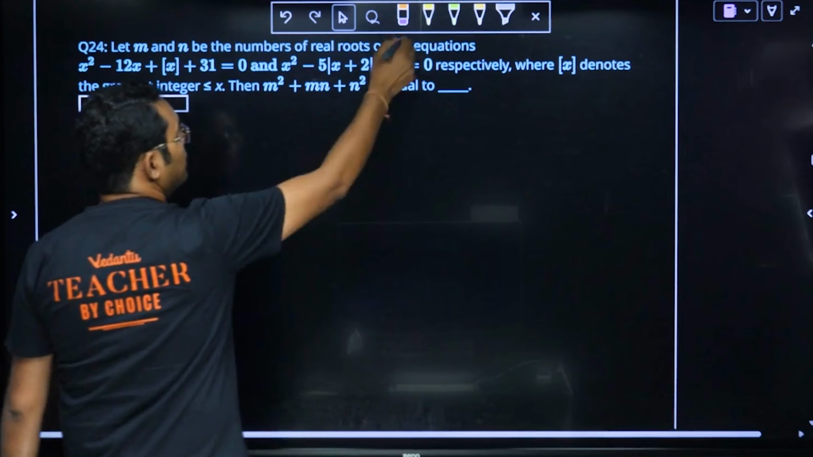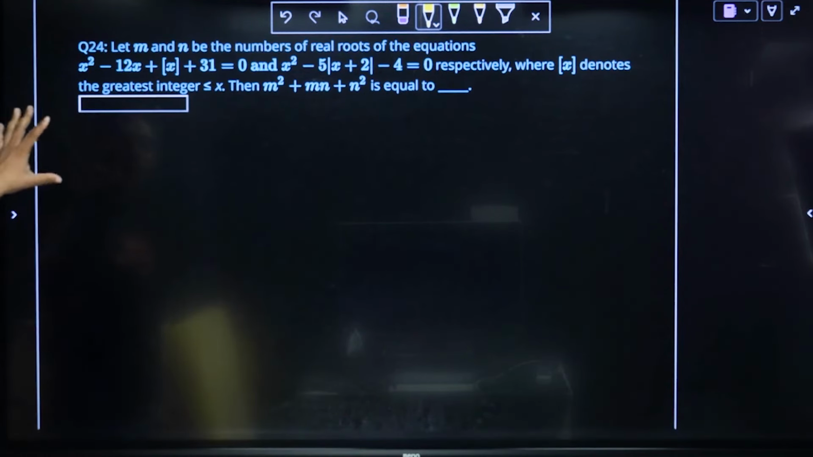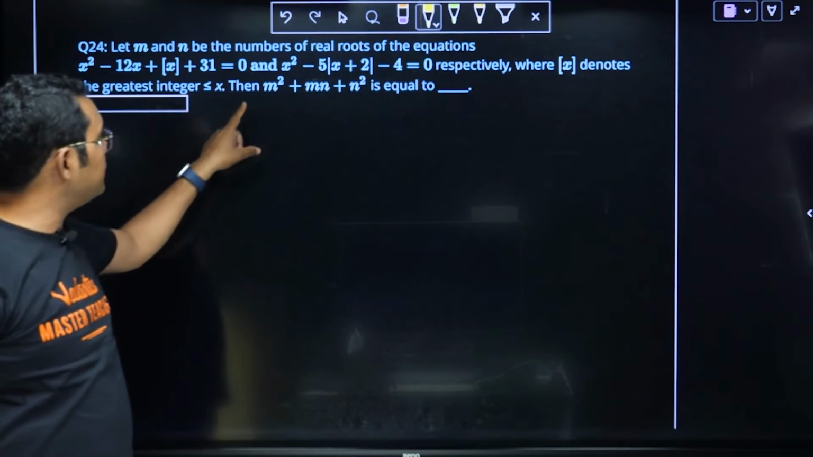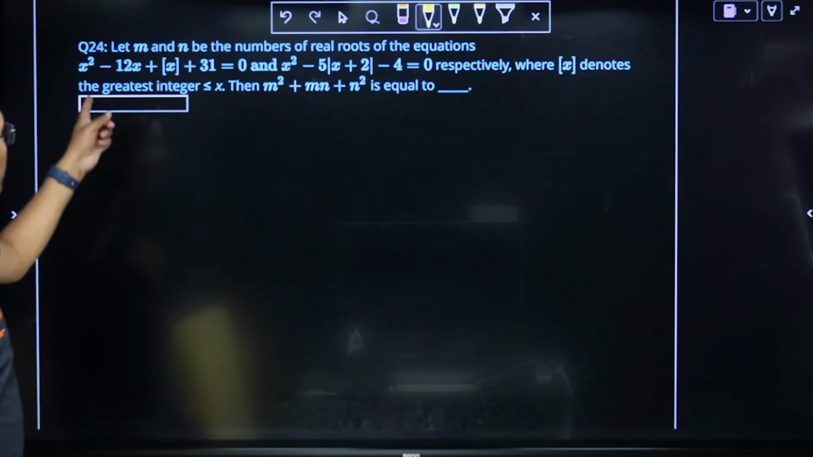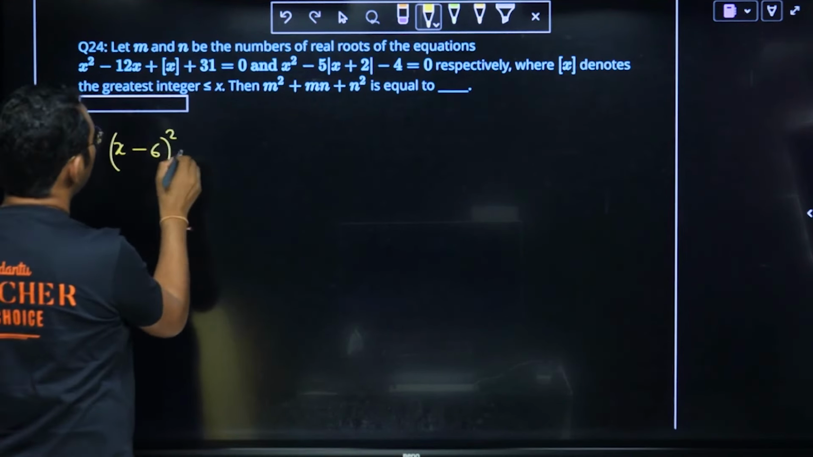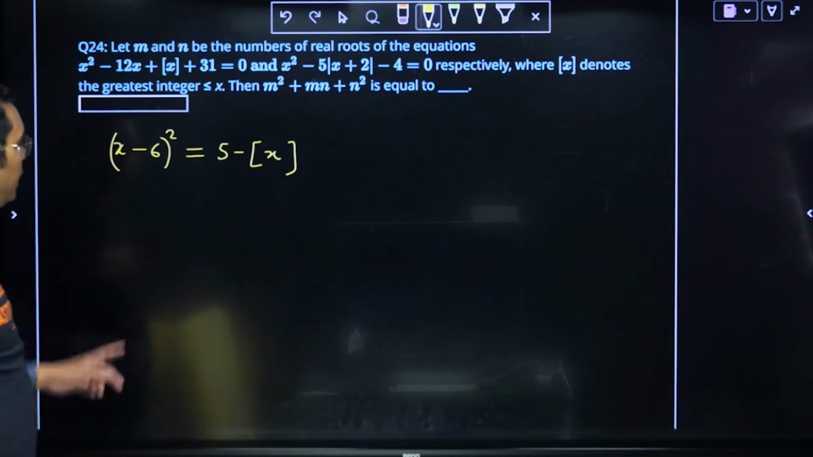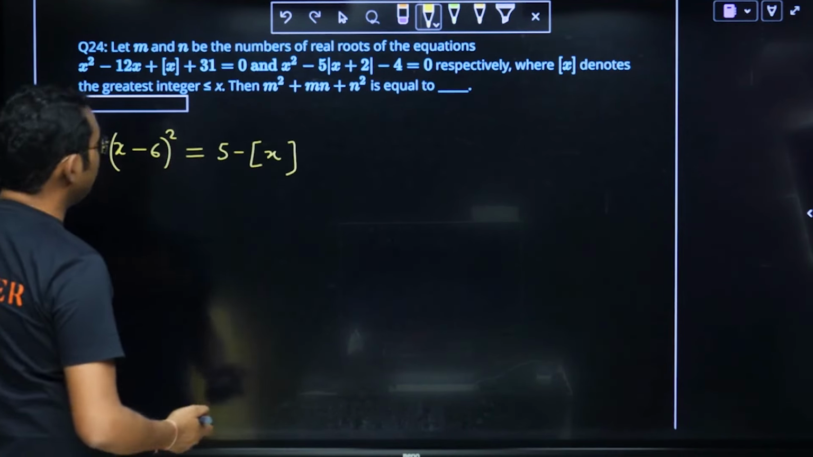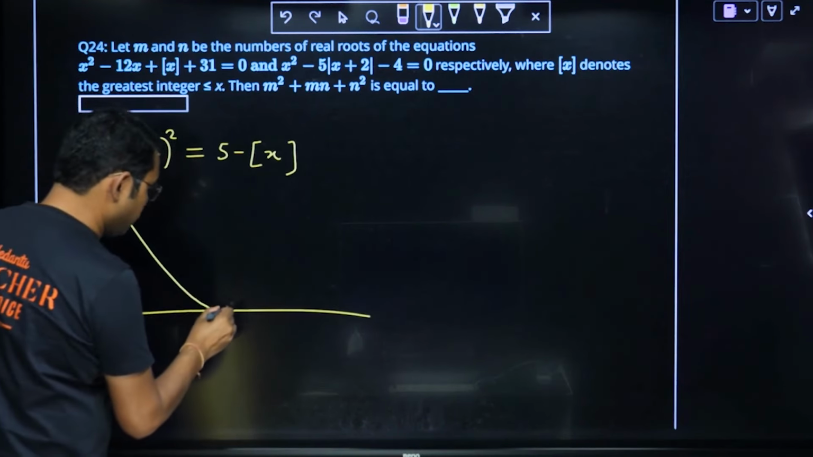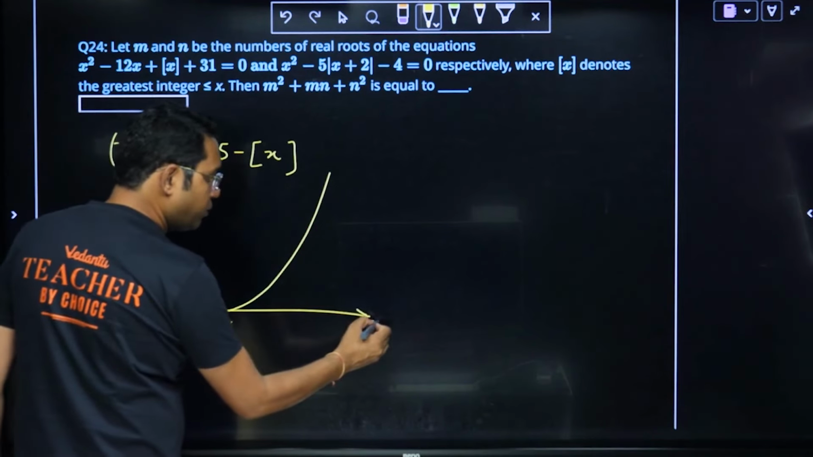24th question is this. We are given m and n be the number of real roots of the equations respectively, where GIF denotes the greatest integer less than or equal to x. We have to find m square plus mn plus n square. For the first one, I will write it as x minus 6 whole square is equal to 5 minus GIF x. Now we will make two graphs and then it will tell you how many roots there are. For x minus 6 whole square, it will be an upward parabola touching the x-axis at x equal to 6.